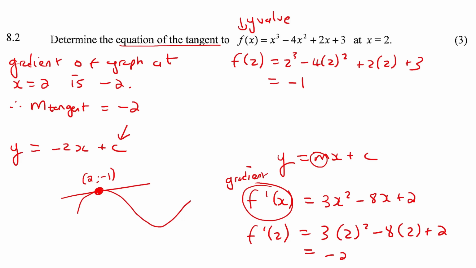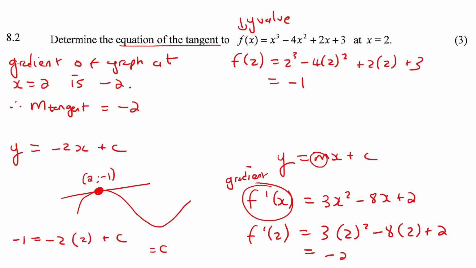So that is also going to be a point on the tangent itself, so we can use that over here now. And so we could say that the y value is -1, the x value is 2, and if you had to work out c, you would eventually get 3.